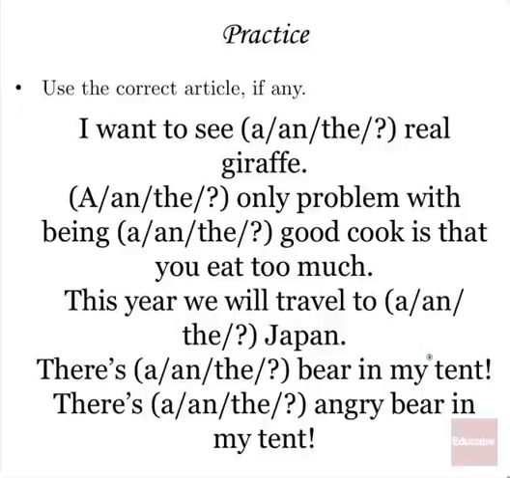All right, let's do some practice to see if we can figure out which of these use articles, and if so, which ones. I want to see a and the, or no article, real giraffe. A and the, no article. Only problem with being a and the, no article, good cook is that you eat too much. This year we will travel to a and the, question mark, Japan. There's a and the, no article, bear in my tent. There's a and the, no article, angry bear in my tent.